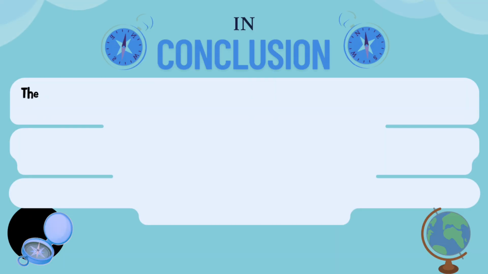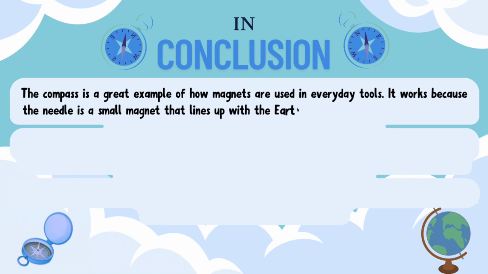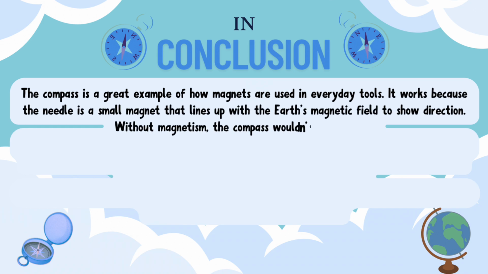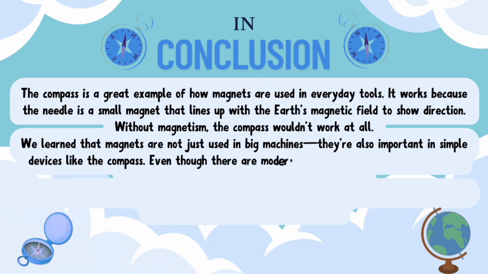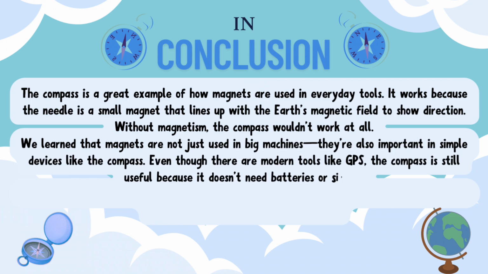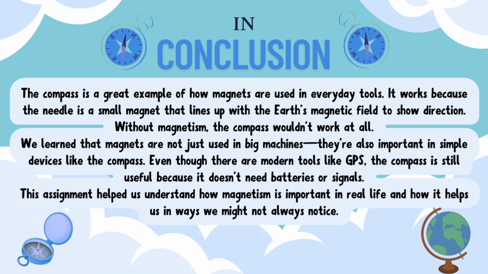In conclusion, we learned that magnets are not just used in big machines. They are also important in simple devices like the compass. Even though there are modern tools like GPS, the compass is still useful because it doesn't need batteries or signals.